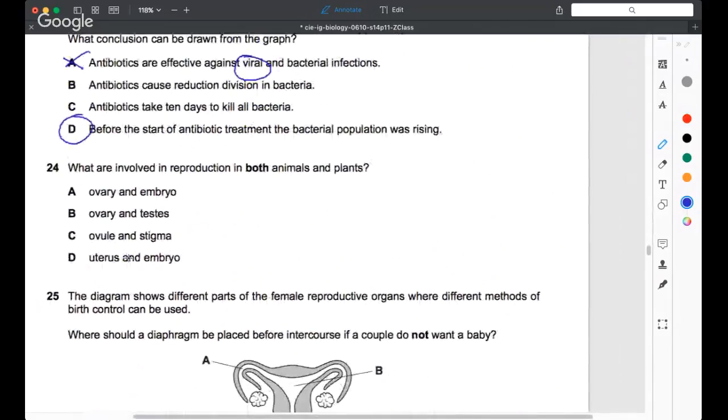What is involved in reproduction in both animals and plants? So you've got to remember a bit of anatomy of animals and plants. We've got ovary, embryos, testes, ovule, stigma, and uterus. In both animals and plants, we have both an ovary and an embryo. We only have a testes in animals. We only have an ovule in plants, we only have a stigma in plants, and we only have a uterus in animals. So it can't be any of these 3. It's got to be A.